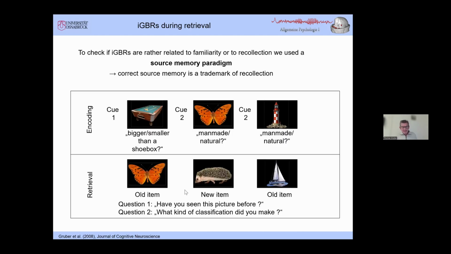That's the next phase of the experiment, the phase during which we measured EEG. We presented an item again, for example, the butterfly. And now we had two questions. Have you seen this picture before? If the participant says yes, I've seen the butterfly during encoding, it's old. Then we had another question. What kind of classification did you make during encoding? Was that the shoebox task or the man-made natural task? And this targets this additional episodic information. If you can answer this question, you have recollection. If you just say, oh, butterfly, yeah, it was there, but I don't know anything else regarding the butterfly, then it's just familiarity.